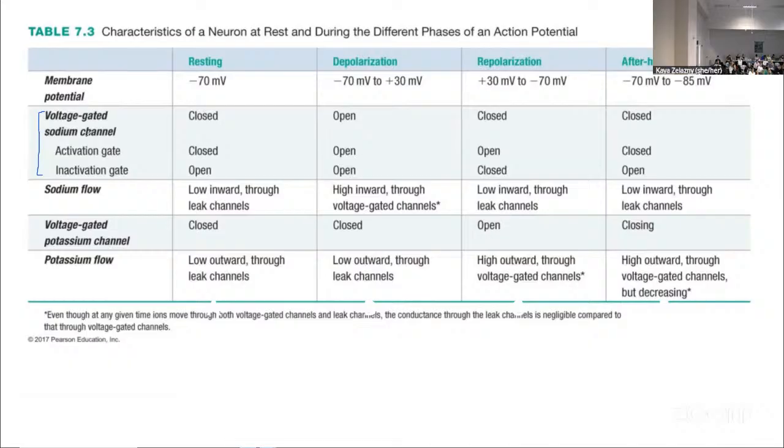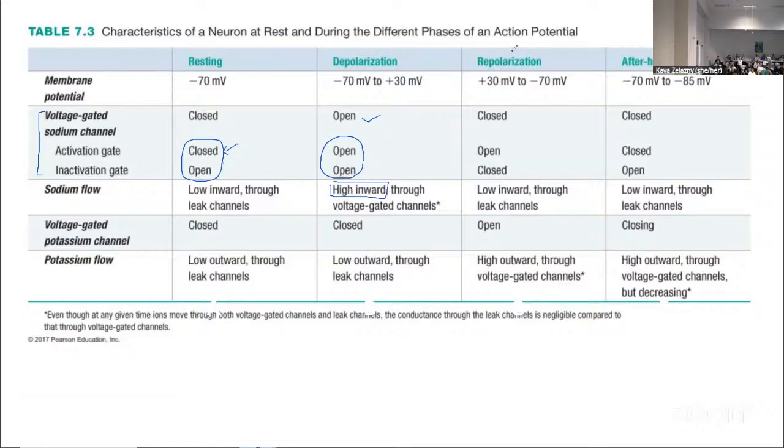Right, so we can see here that at rest, our activation gate is closed, but our inactivation gate is open. Right, so here's the problem. Here's why sodium is not flowing through this channel right now. It's overall closed because that activation gate is closed. Then during depolarization, we've triggered that activation gate to open. Nothing has happened to the inactivation gate yet, so they're both open, so the whole channel is open. So this is why we see lots of flow of sodium into the neuron.